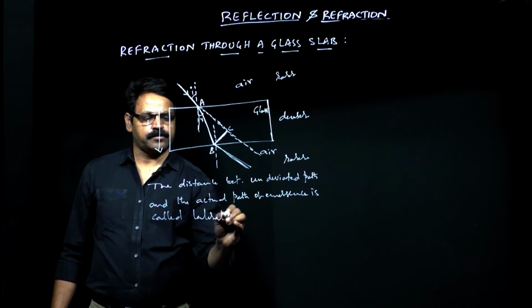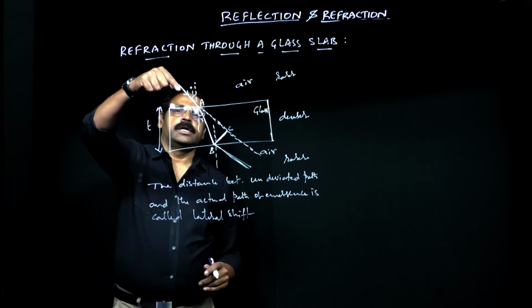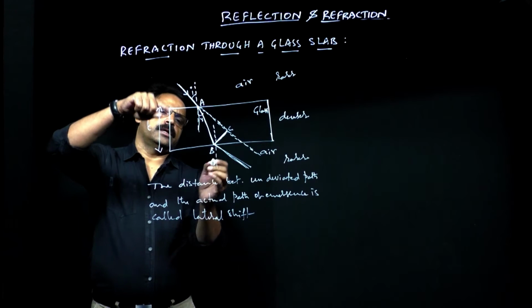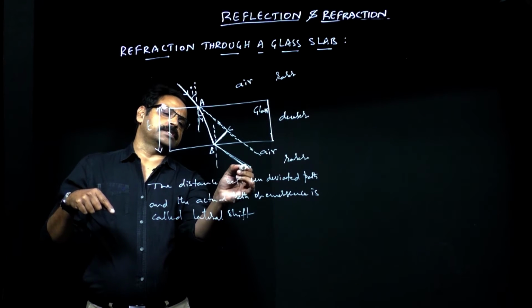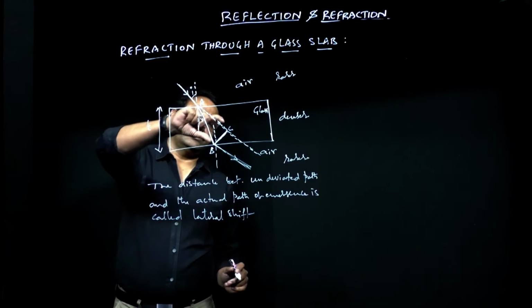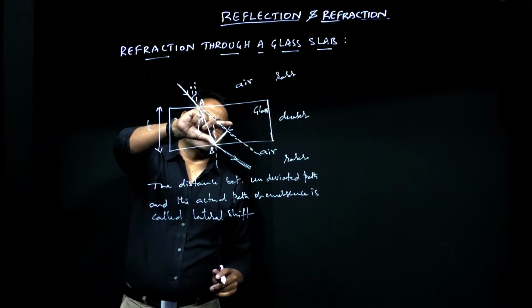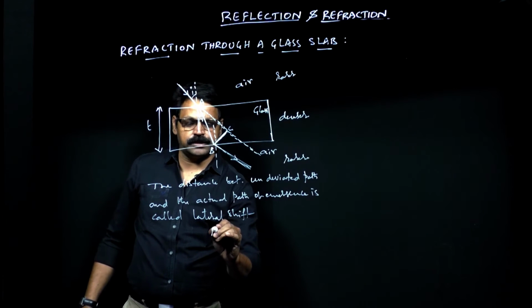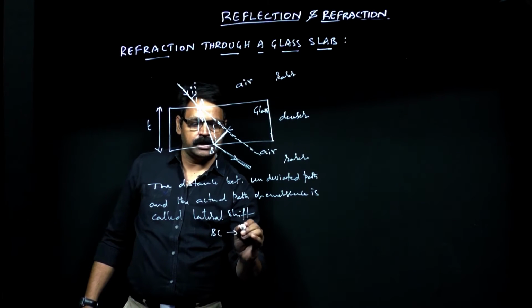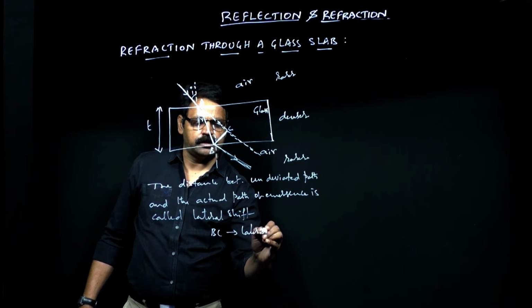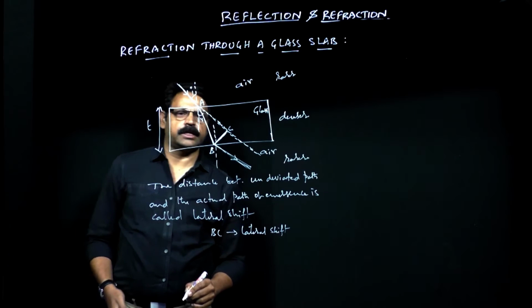lateral shift. That means it is entering with the same angle, and it is emerging out in the same manner. These two are parallel in fact, but it is deviated by some distance. The BC is called the lateral shift here. BC is called the lateral shift. And this is what we need to calculate.